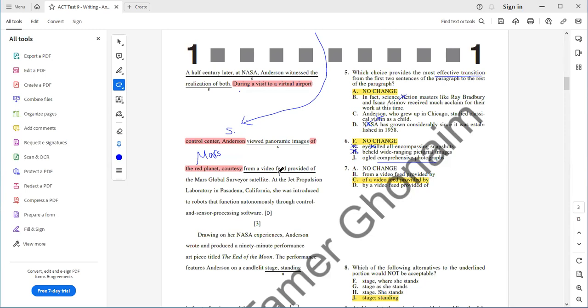So, as I told you, ogled means to glance, and glance means look. And here he said: view panoramic images of the red planet, or ogled comprehensive photographs. Wait, mister. They are not comprehensive. And it's better to say panoramic images, because these kinds of images are taken by satellite, not by a camera. Photographs are taken by a camera.